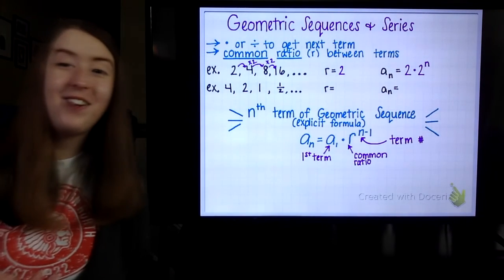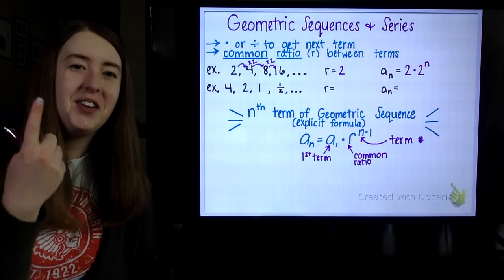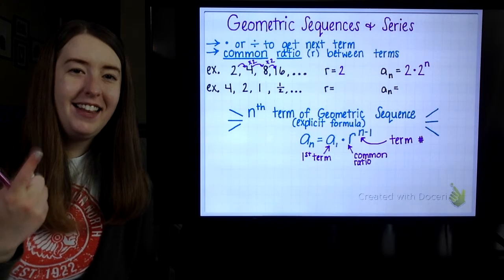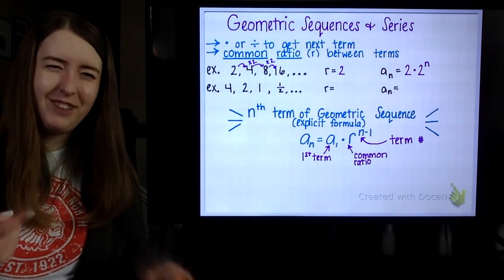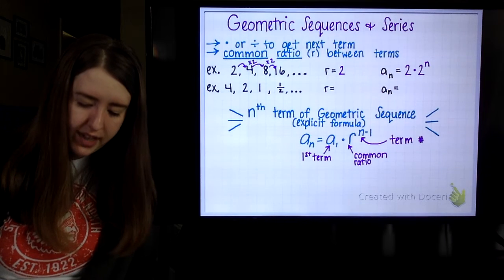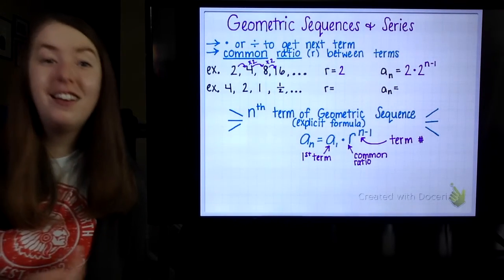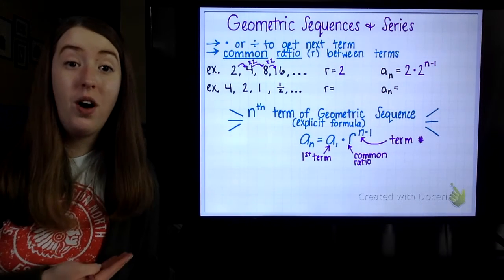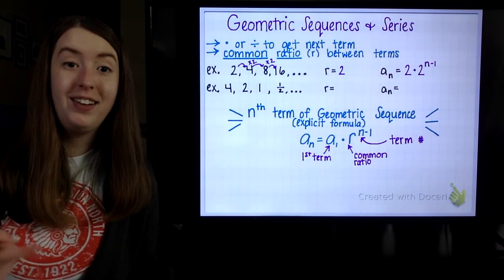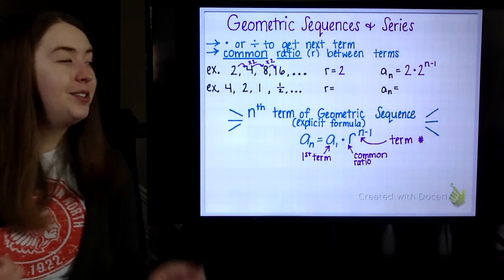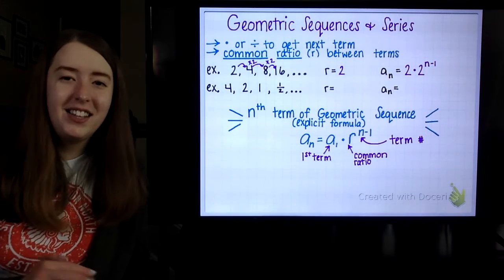Now if I just have 2 times 2 to the n, for the first term, if I plug in 1, then I really have 2 times 2, which is 4, and that's actually my second term, right? So if I subtract 1 from my term number, all of a sudden it works. If I plug in 1 for my first term, I get 2 to the 0 power, which is 1, and 2 times 1 is 2, so that gives me my first term. Okay, let's take a look at this next one.